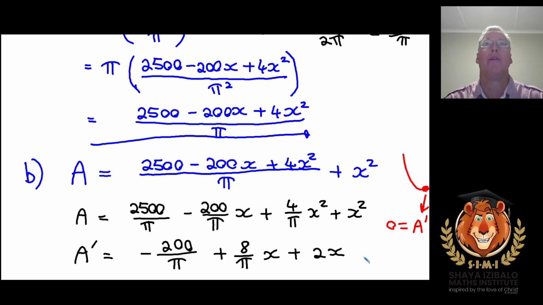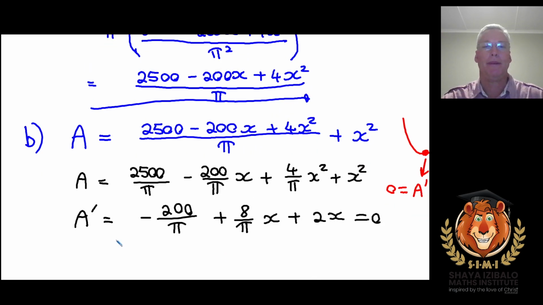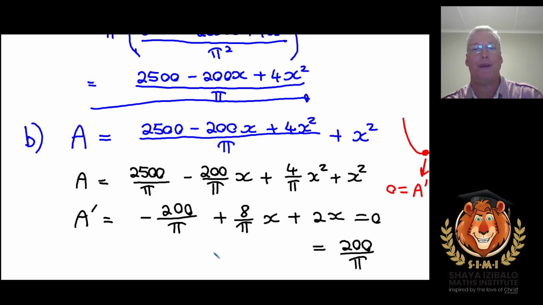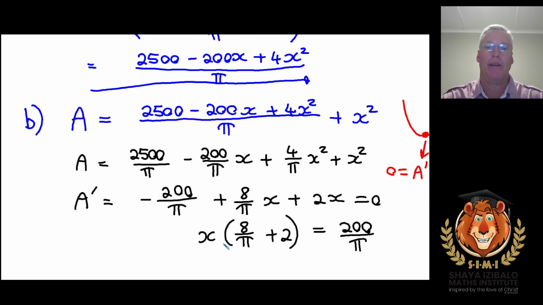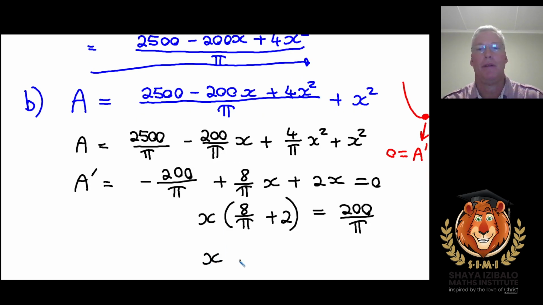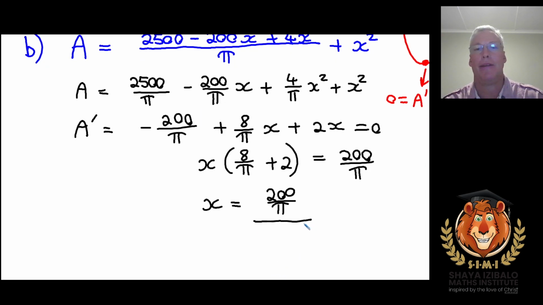And we want that derivative to be 0. Okay? So now we're just trying to solve this. Let's add 200 over pi to both sides. Let's factor out the x. Remember that strategy of getting our x's in one place through factorizing. And now let's divide 200 over pi over 8 over pi plus 2.